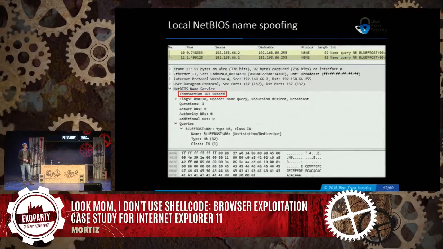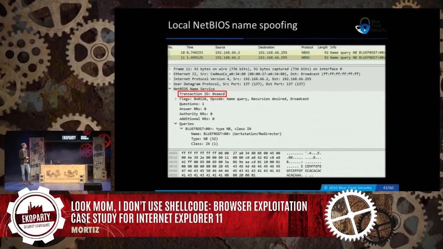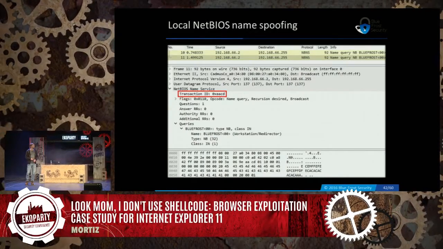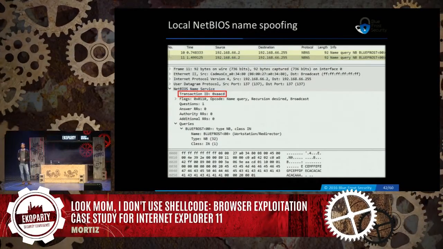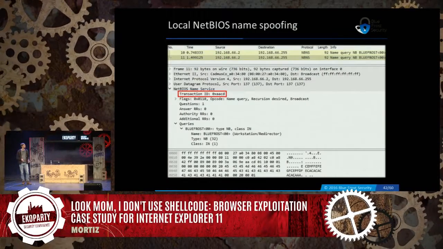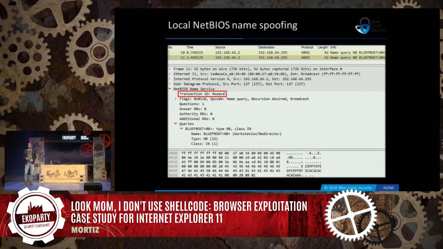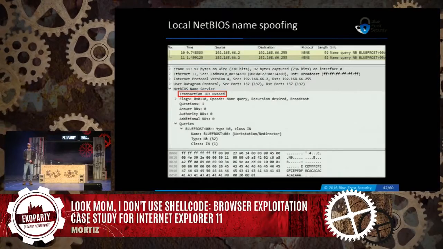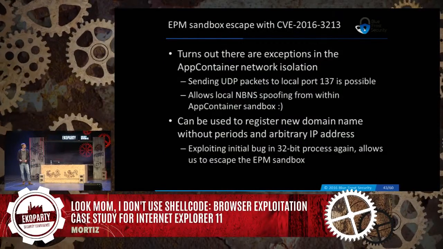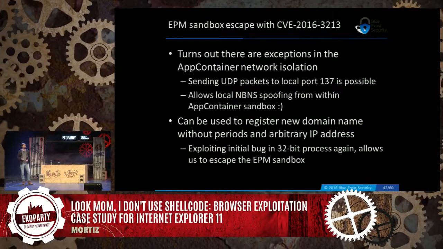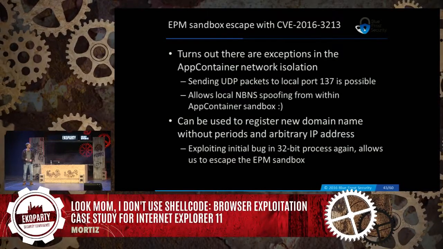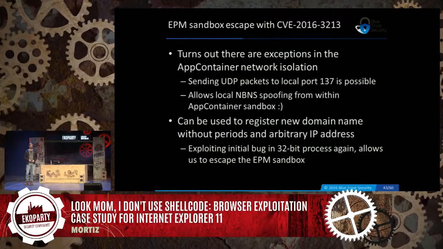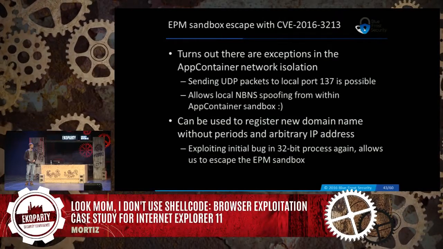So this is a sample packet, you can see the transaction ID is stored here, and it's a request packet for the domain name Bluefrost. And if you listen carefully until now, you might think this would not be possible from within the sandbox, because there's this network isolation thing, which should prevent you from actually sending packets to the local machine. However, there is an exception. It's actually possible to send UDP packets to the local host on port 137. So in the end, this allows you to do local NetBIOS name spoofing from within the app container sandbox.